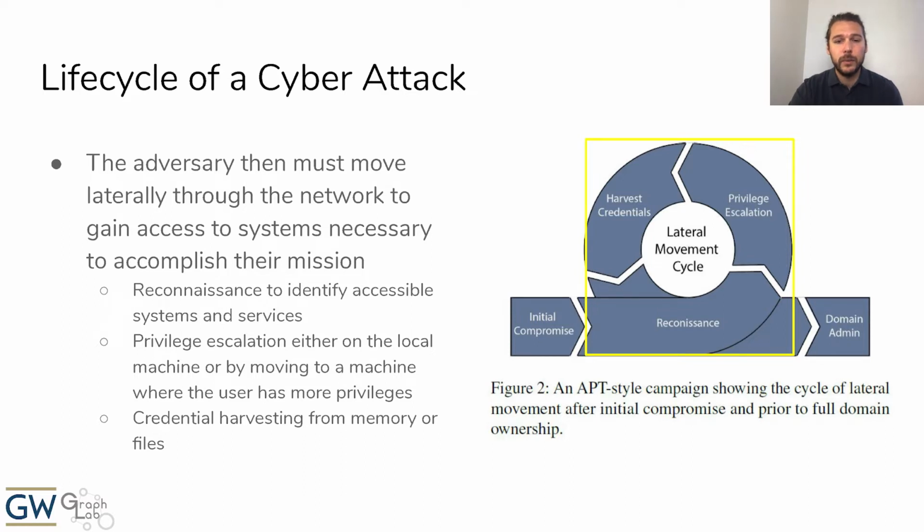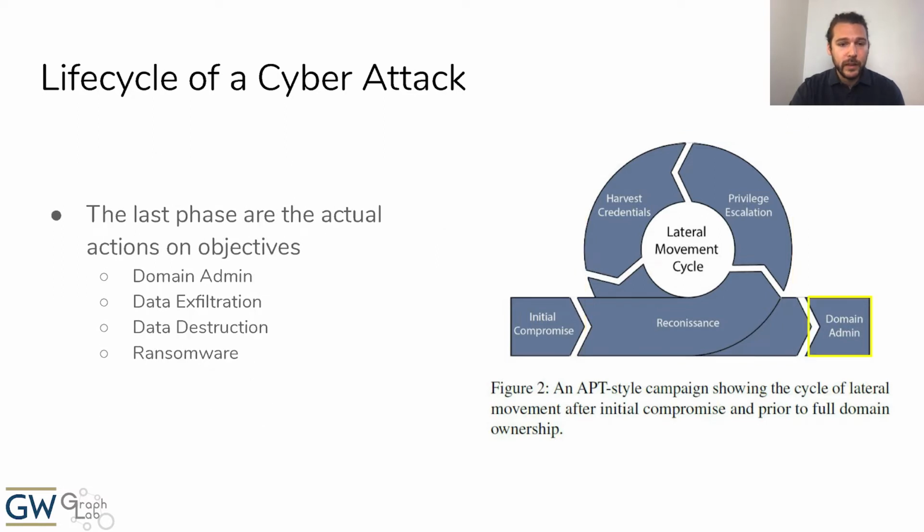This cycle typically is composed of steps such as reconnaissance in order to identify what machines and services an adversary currently has access to, privilege escalation either on the local machine or by moving laterally to a new system on which the compromised account has higher privileges, and credential harvesting from either memory or even just files on a compromised system. And finally, the end of the campaign is typically referred to as actions on objectives, which can mean many different things.